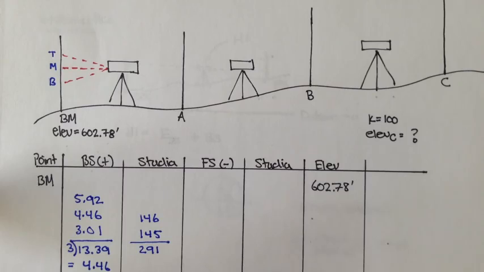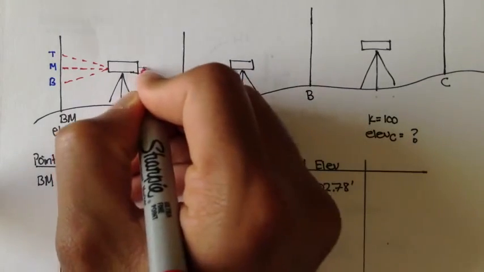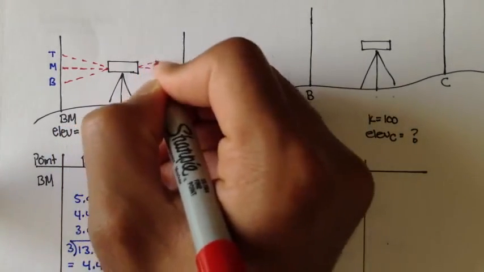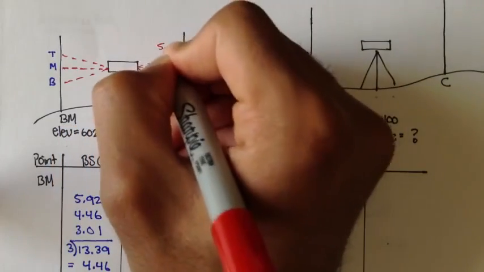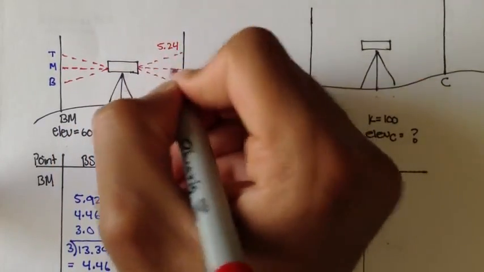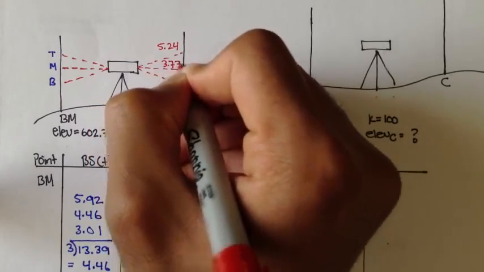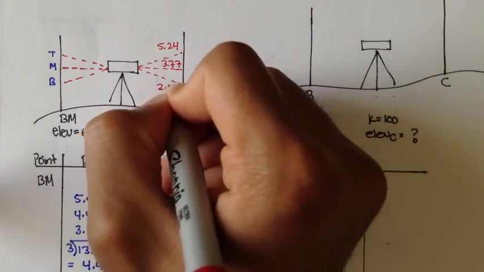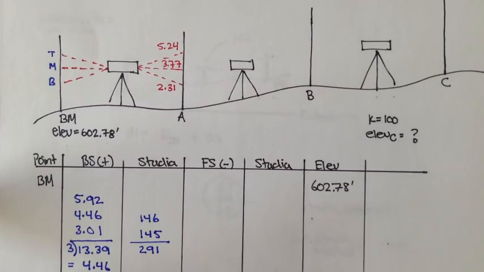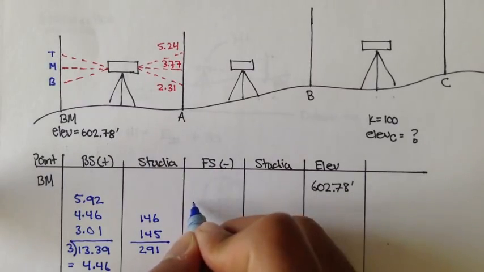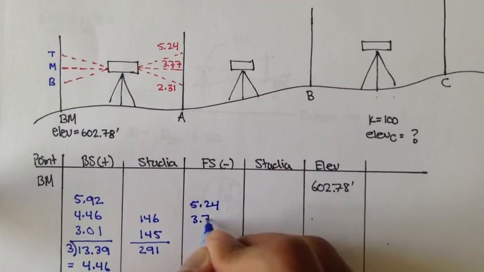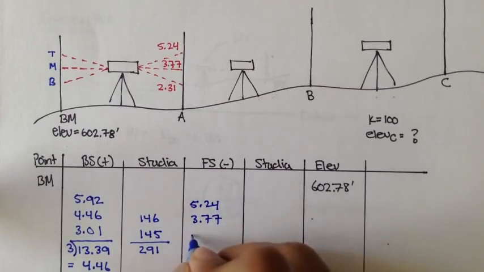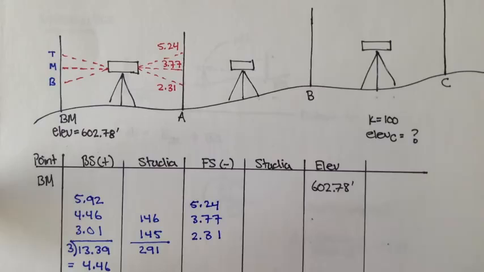Let's do the same thing for the foresight. The foresight, or the reading at A, I measure out to be 5.24, 3.77, and 2.31. So I'm going to write that down here. For our foresight, we got 5.24, 3.77, and 2.31.